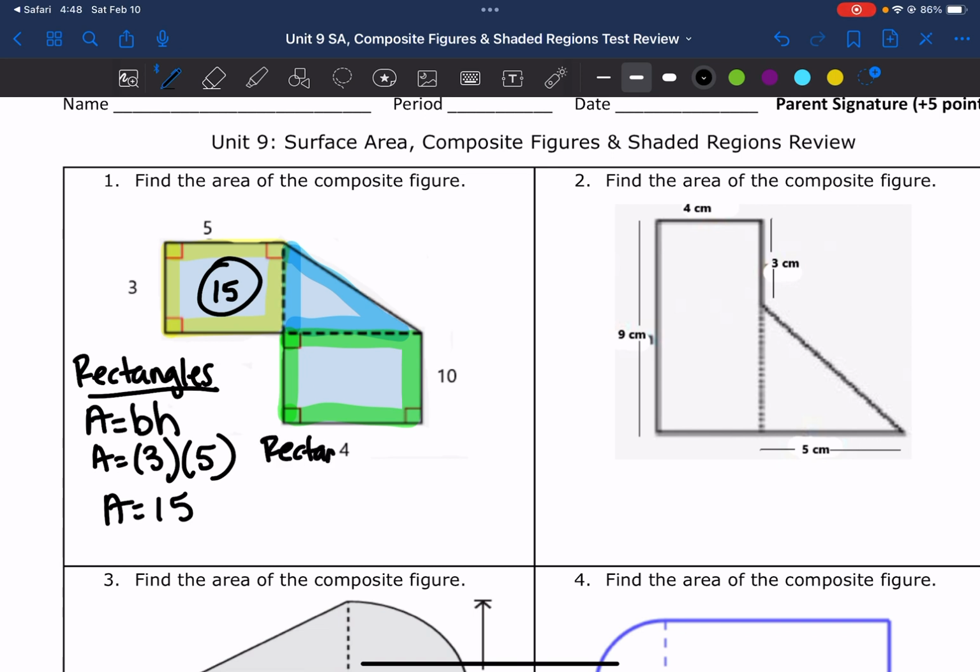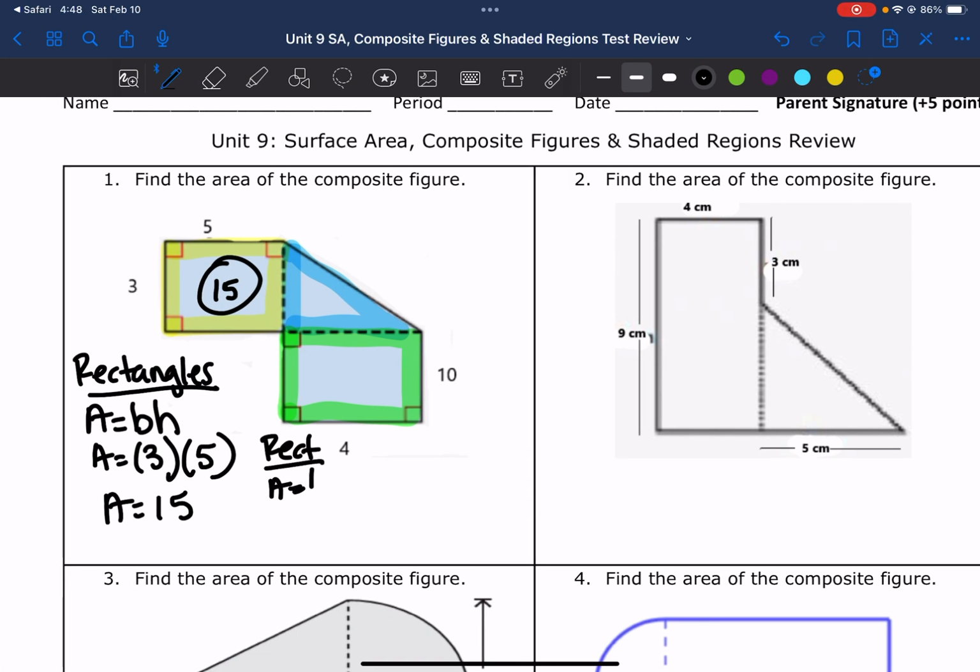Again, remember it is going to be area is equal to base times height. And if I look at this one, I have the base and the height here. That is going to be 4 times 10, which is going to give me 40. That means this rectangle has an area of 40 units squared. Now the only thing that we have to do is find the triangle, which is going to be 1/2 base times height.